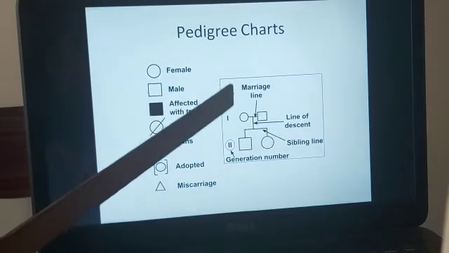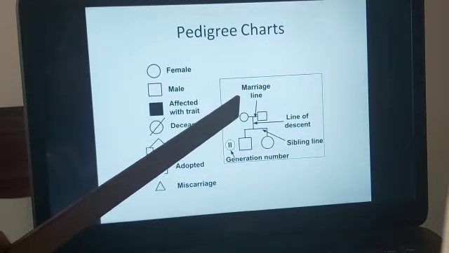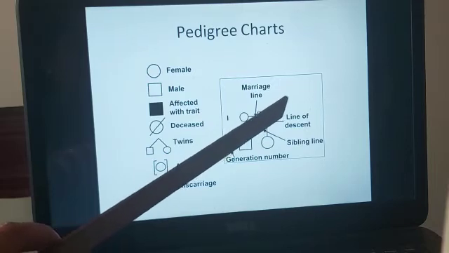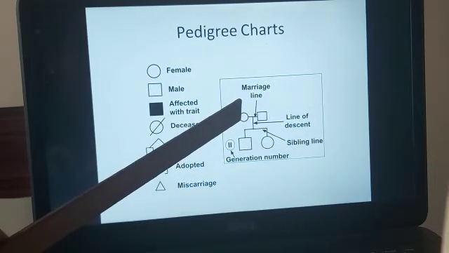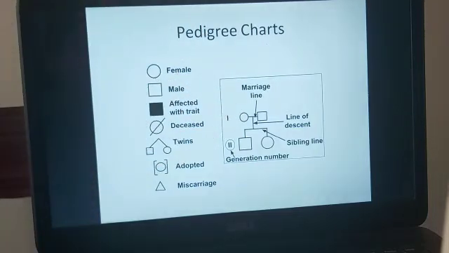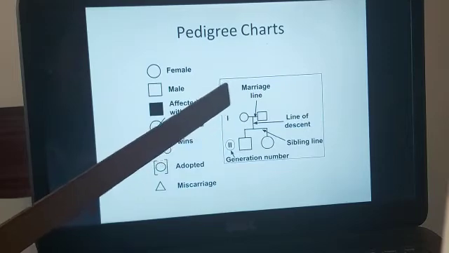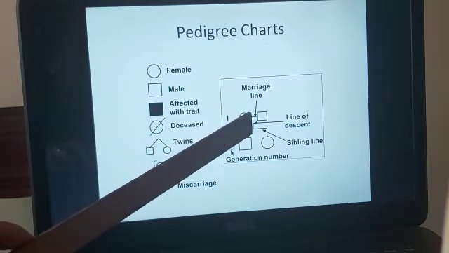Now let us understand this. So here you can see that there is one female and there is one male, and they are both connected by a line, direct line. So this particular line is a marriage line between the male and the female. So both of them are married. This is the first generation, and here there is a line of descent indicating that this couple are having children.